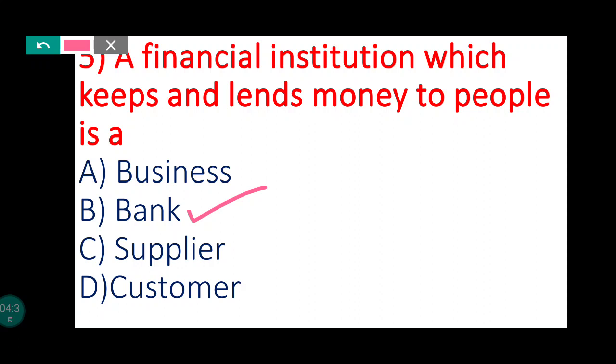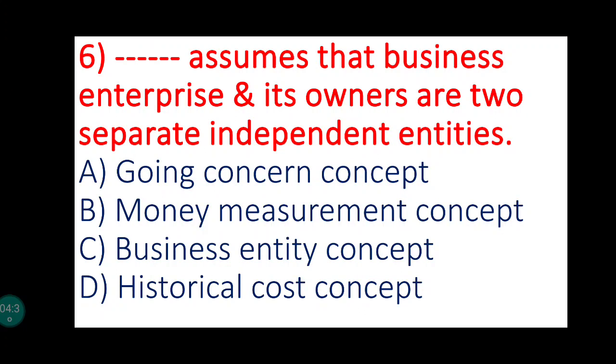Then the next, the sixth one: dash assumes that business enterprise and its owners are two separate independent entities. We already studied this in basic accounting concepts and principles. There are different concepts like going concern concept, money measurement concept, business entity concept, historical concept, dual aspect concept, matching concept. So what is the statement given?